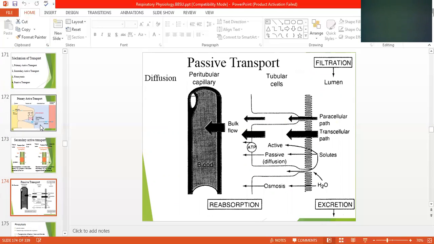Peritubular capillary blood bulk. It starts from the filtration, lumen, paracellular path, transcellular path, then solutes by active and passive diffusion, water by osmosis, and then it will transfer as a bulk flow. Excretion is on the right hand side, and reabsorption is at the tubules.